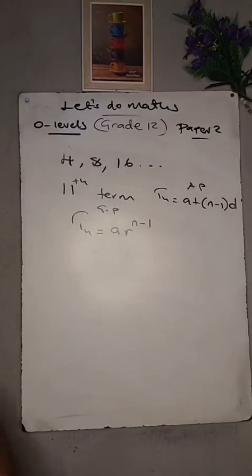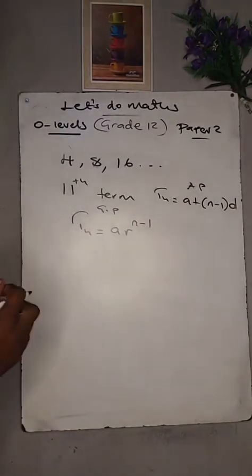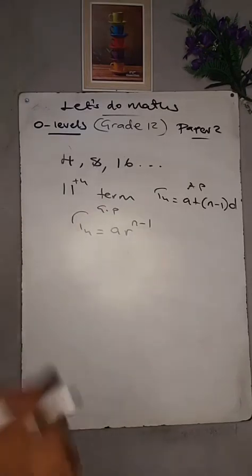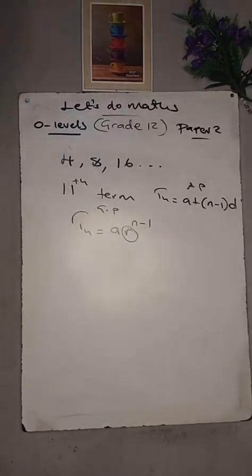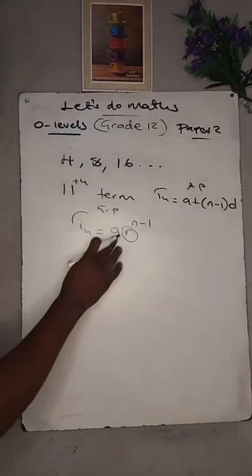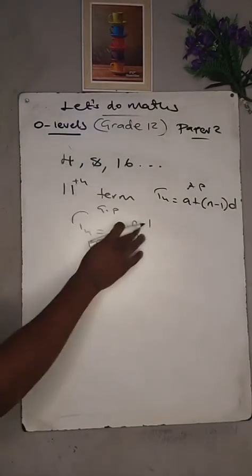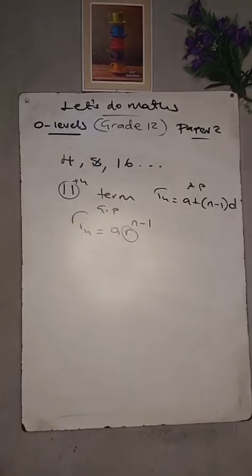Okay, so how do we now find the 11th term? Before we find the 11th term, we need to know our common ratio. Because our first term, we know it. Our first term is 4. And the n, we know it. n is 11. So we need to find the common ratio. Now, the question is, how do you find the common ratio?